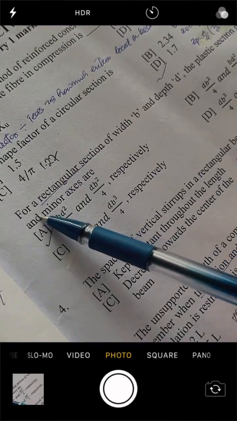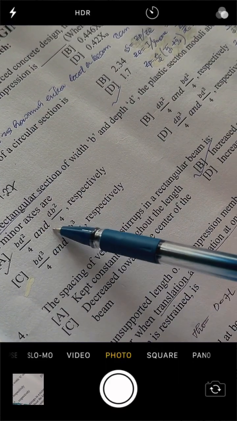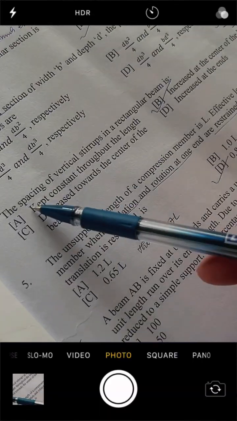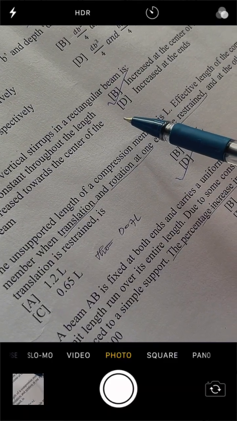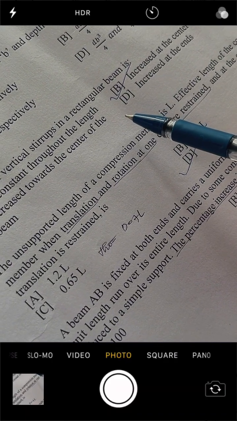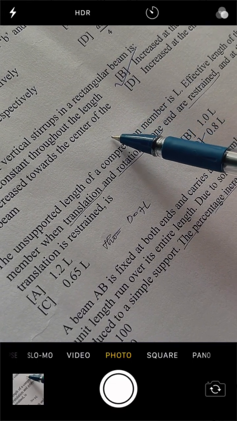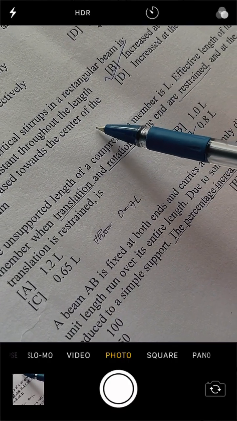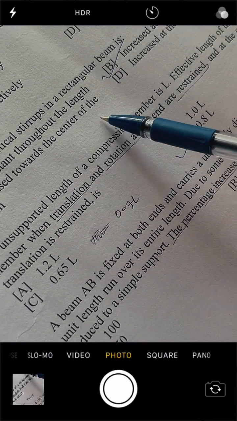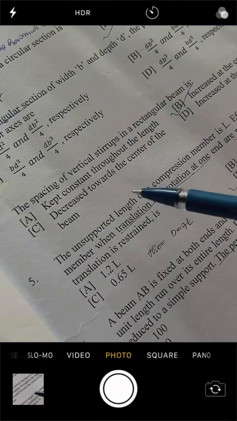Okay, for the third problem, for a rectangular section of width B and depth D, the plastic section moduli about the major and the minor axis are BD squared by 4 and DB squared by 4 respectively. The spacing of the vertical stirrups in a rectangular beam: vertical stirrups resist the shear force in a simply supported beam. And we know that the shear force is maximum at the support and minimum at the center. So basically we'll provide the stirrups closely at the end, where the shear force is maximum. We'll provide the stirrups at that place, that means in the corner, and farther we'll move towards the middle. So the spacing increases at the center of the beam.